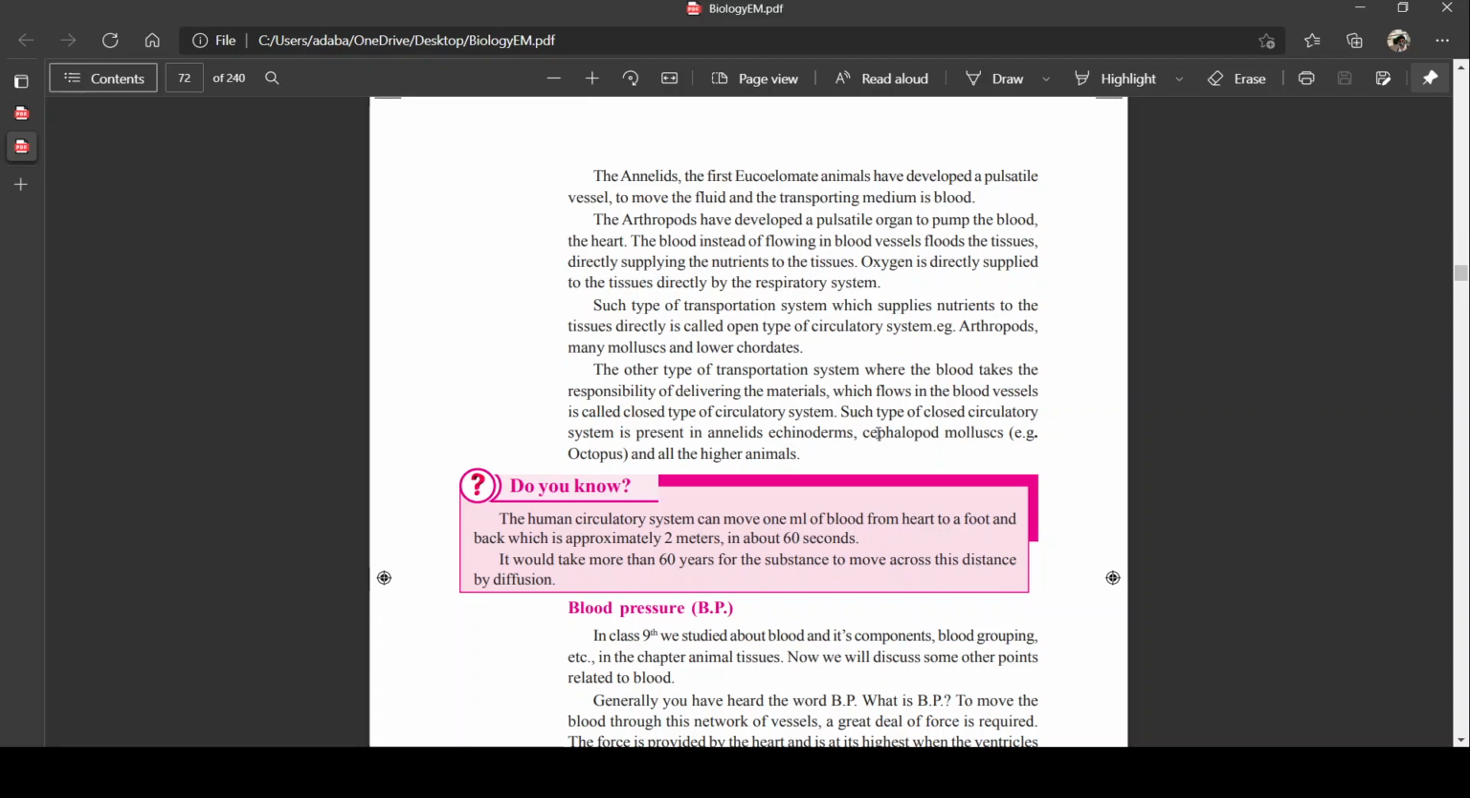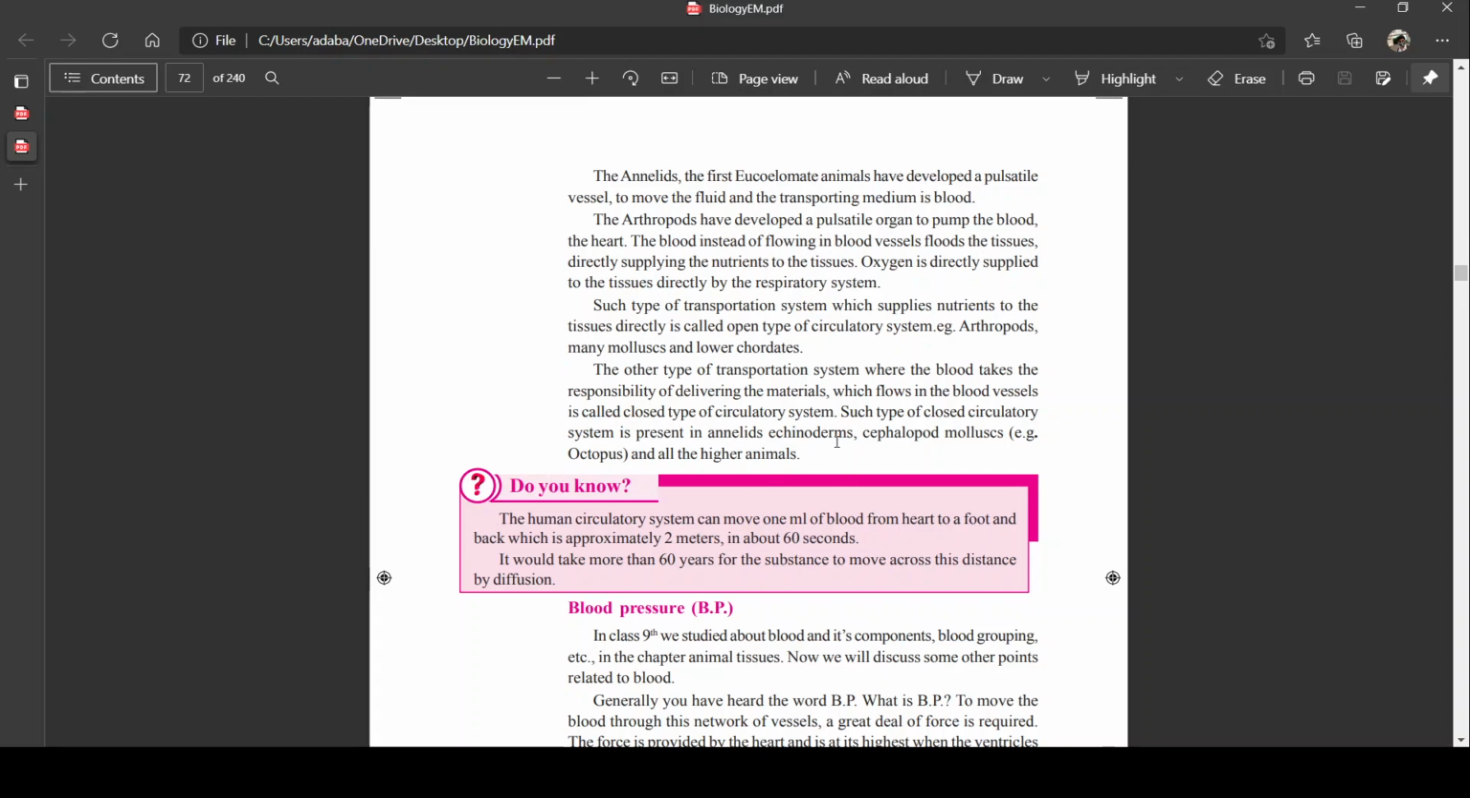Earthworms, for example, in annelids, contain blood vessels and also a heart-like structure. The first eucoelomate animals. These are lower level organisms. For the first time in the animal kingdom, the circulatory system with blood vessels appeared in earthworms. So such type of closed circulatory system is present in annelids, echinoderms or Echinodermata, cephalopod molluscs, for example octopus, and all the higher animals.